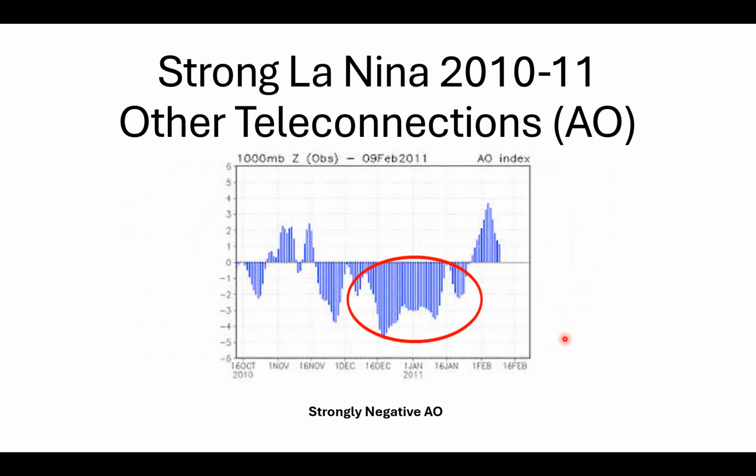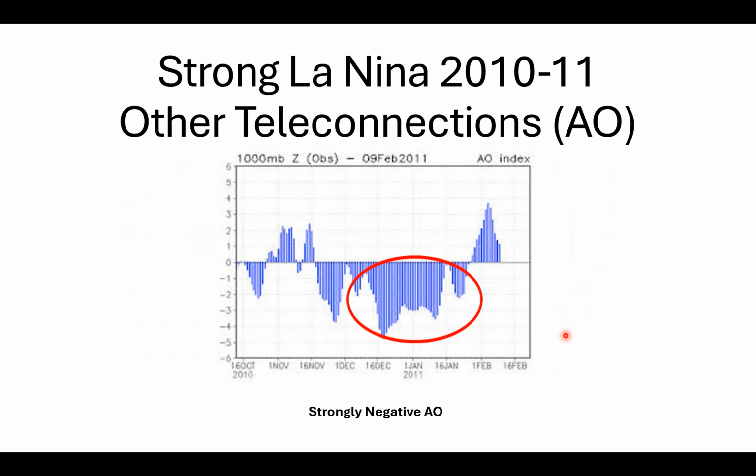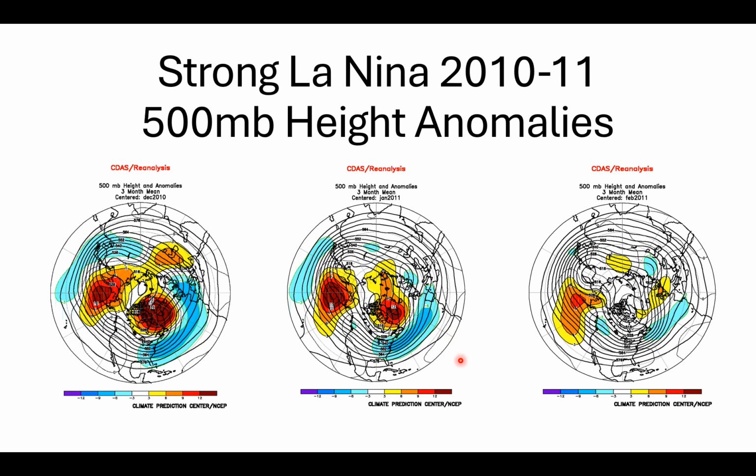I'll show you an example of the AO here in a minute. What I want to get after here is when we have a strongly negative NAO is when you get these very strong anomalously high heights over the higher latitudes to the north, and beneath those you typically get those troughing conditions along the mid-Atlantic and east coast.